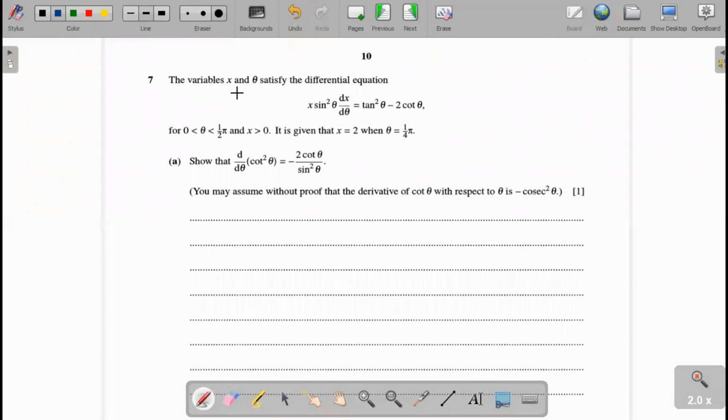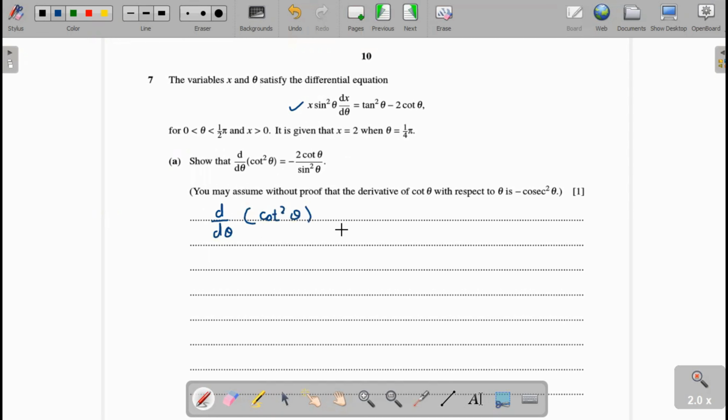7.07. Question 7: variable x and theta satisfy the differential equation, and this is the differential equation, given x equal to 2 and theta equal to 5 or 4, so that d over d theta of cot square theta equal to minus 2 cot theta over sine square theta. Now you see here d over d theta of cot square theta.